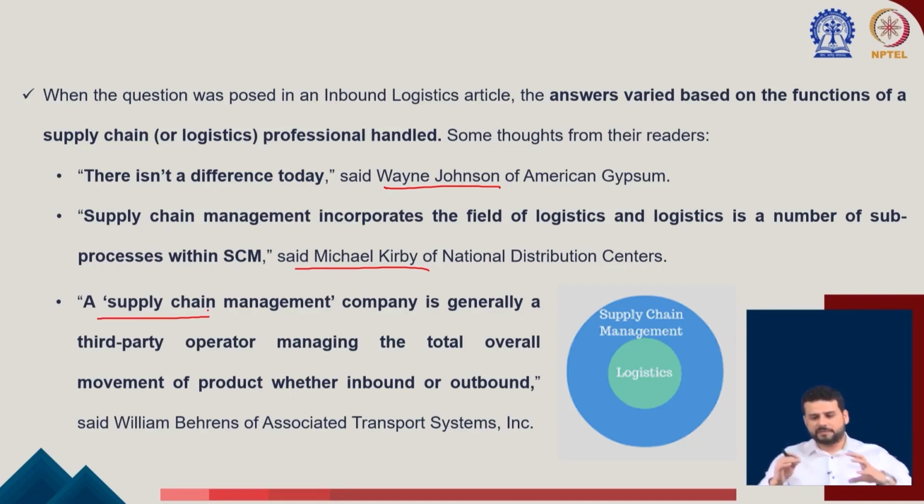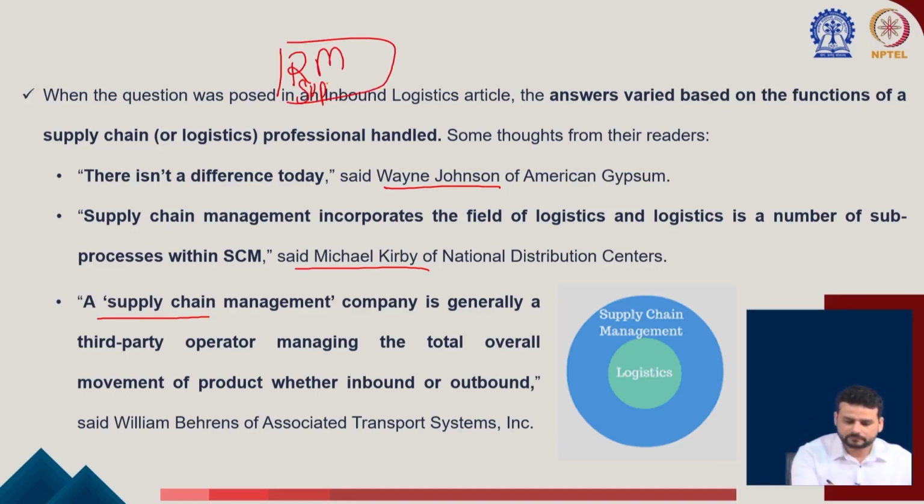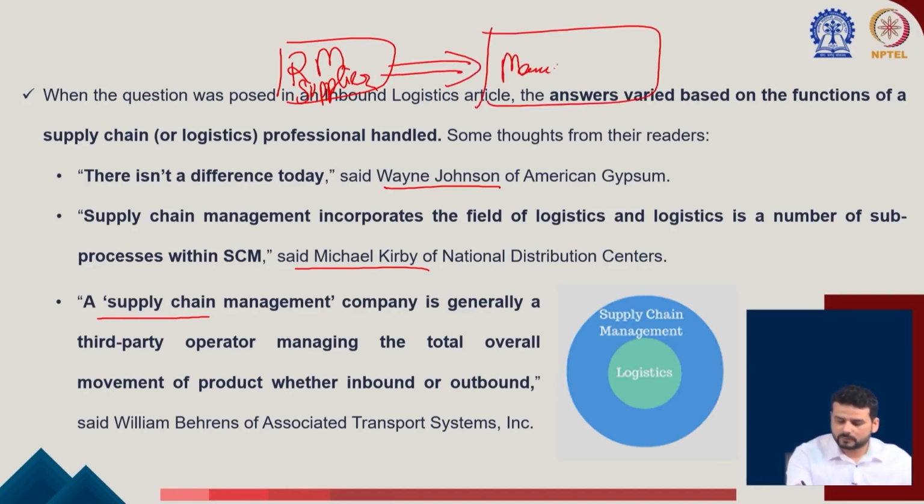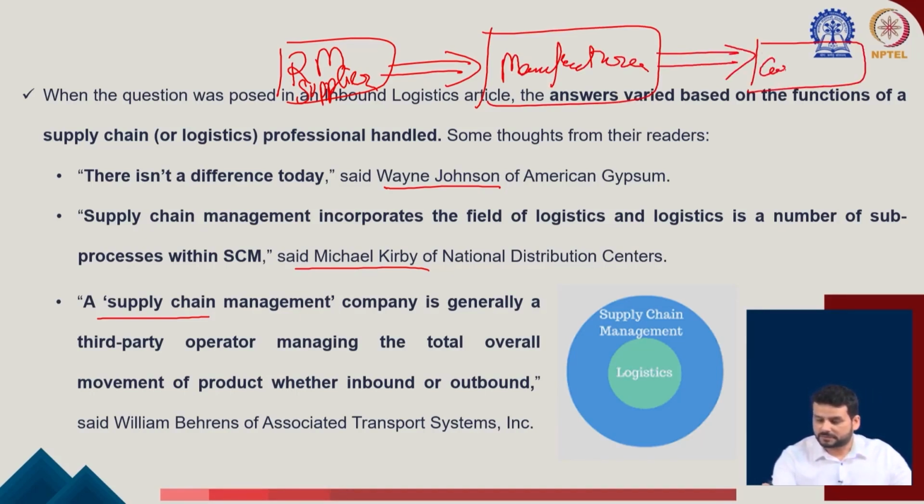Inbound and outbound means, if these are the raw material suppliers, the raw material flows from there to the manufacturer, and from the manufacturer the finished good goes to the customer. This is the simple supply chain structure we discussed many times. Now for this manufacturer, inbound logistics is this one, and outbound logistics is this one, from the manufacturer to the customer.